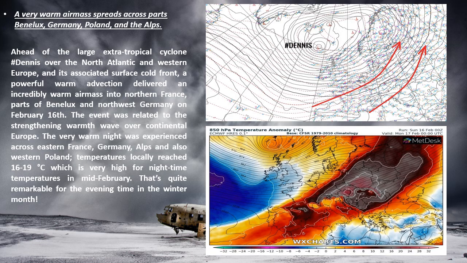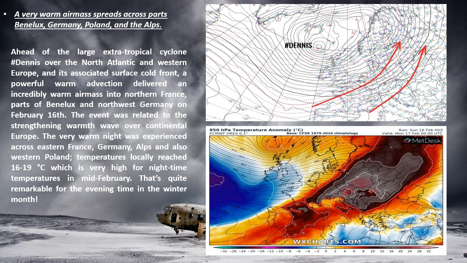We talked about two extratropical cyclones that occurred in the North Atlantic region, which drastically affected the European continent. Now, ahead of this storm Dennis, Europe experienced very high temperatures, remarkably high for mid-February, around 16 to 19 degrees Celsius at night time.